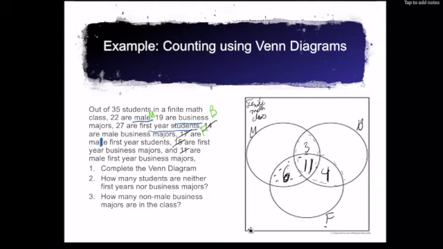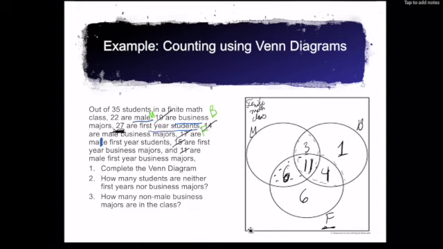Next, I know 27 are first-year students. So how many first-year students in F do I have already? I have 6 and 11 and 4. That gives me 21. But I have 27 first-year students. So 21 plus 6 gives me 27. And now if I add up everything in F, we would get 27. Next, I have that 19 are business majors. I already have 11, 3, and 4 business majors. That gives me 18 business majors. So I just need 1 more. That'll put me up to 19 business majors.